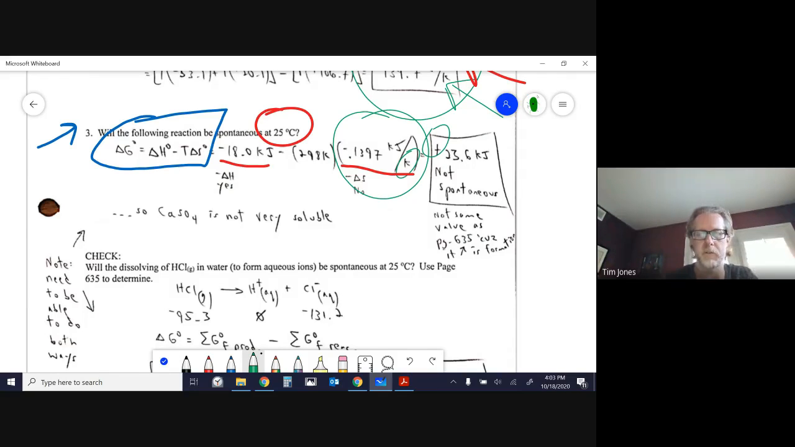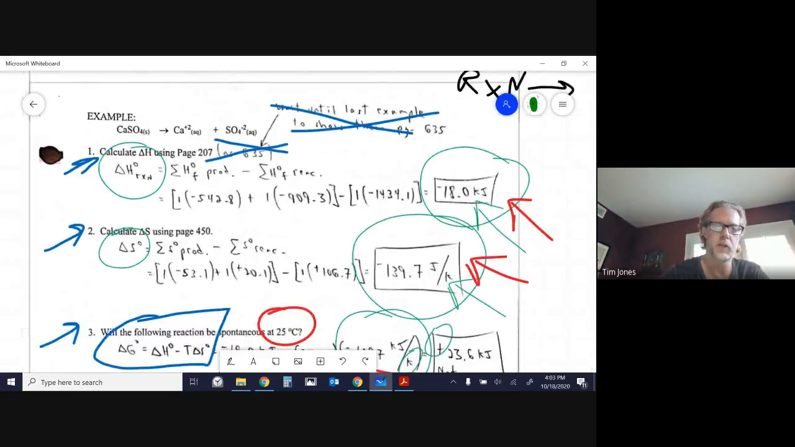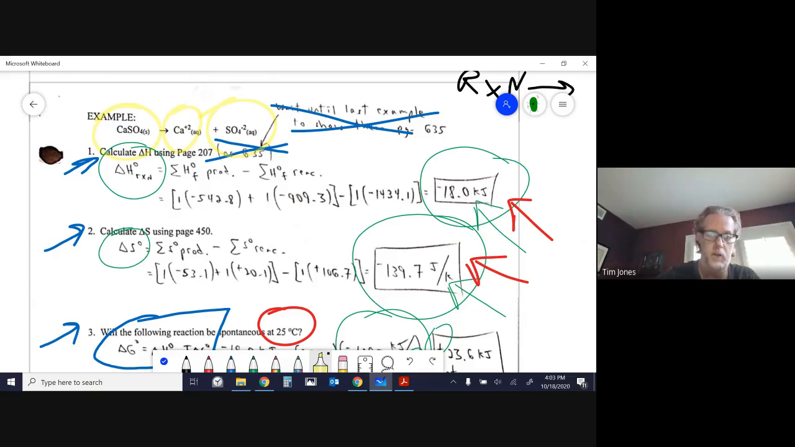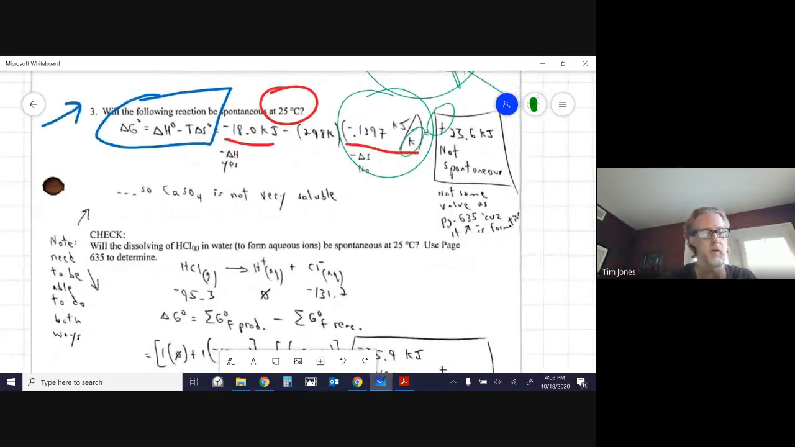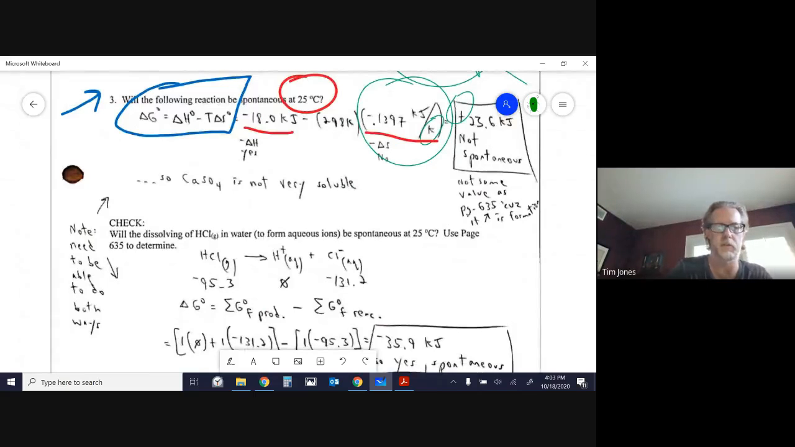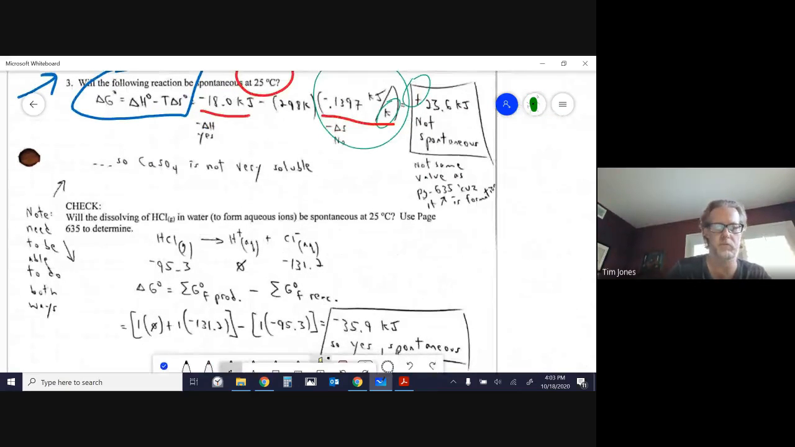And you get a positive, meaning this is not spontaneous or not thermodynamically favorable, which means under the current conditions, it will not happen. Based on this concept, the reaction is saying, will calcium sulfate dissolve in water to form calcium and sulfate ions at this condition? Based on what we've calculated, it's a no. It will not do it. In other words, it's not very soluble.